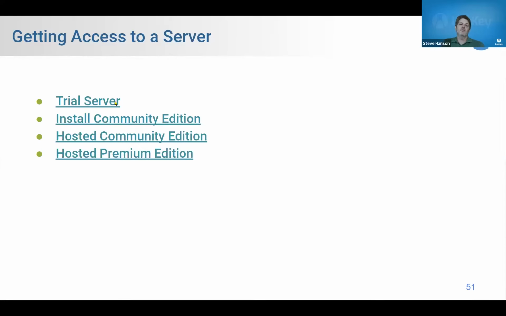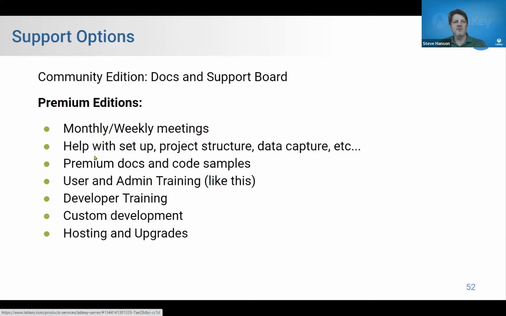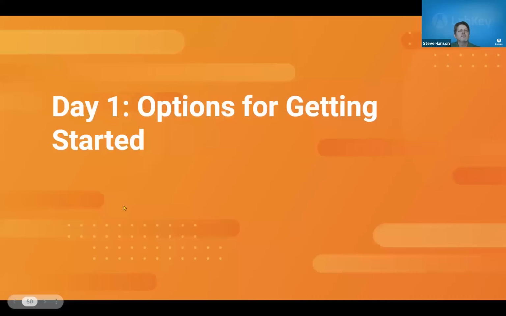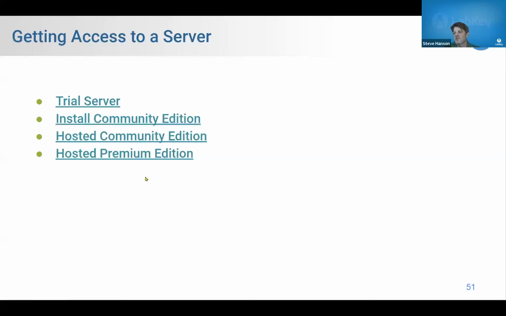Another great way to get started, although you need to be a little bit more savvy and technically adept, is to install the community edition. You need to install Tomcat and Java and a database, but if you know what all that means, you should install the community edition and get going with it. And then there are some other ways to get access to a server, like asking your admin. So just some ideas for you to get started.